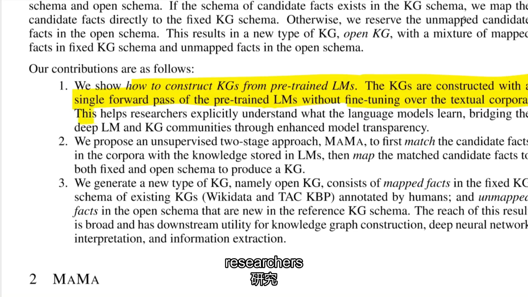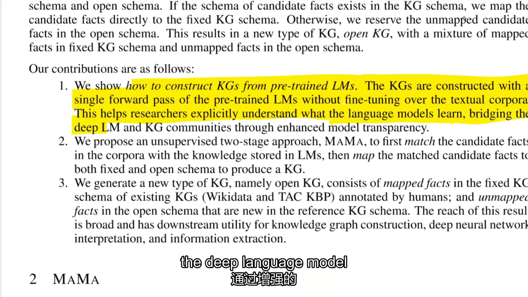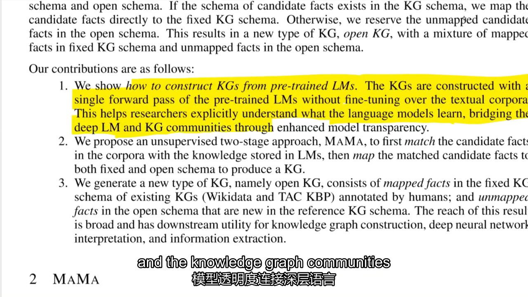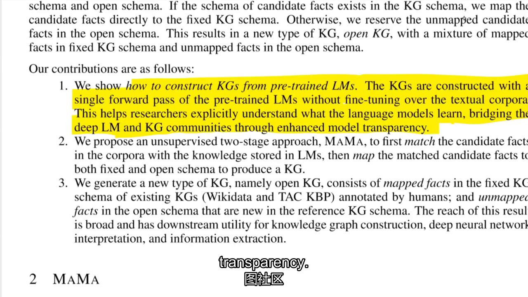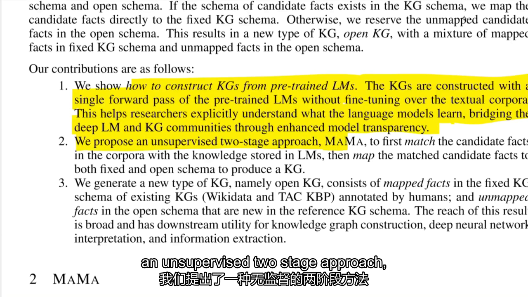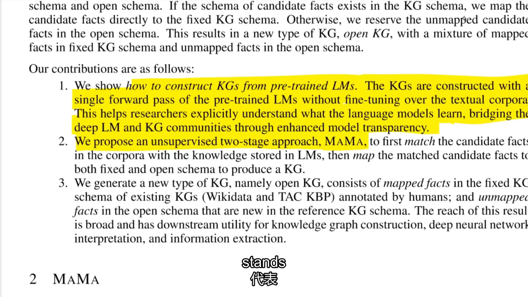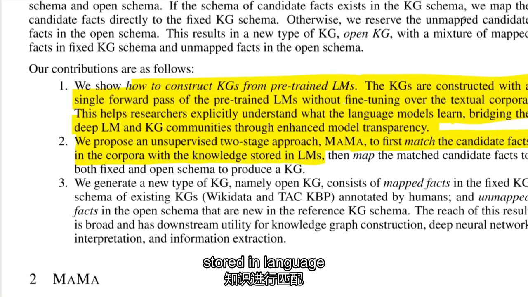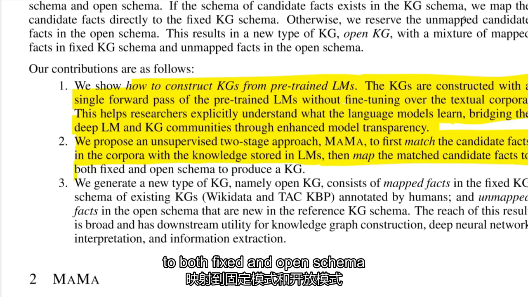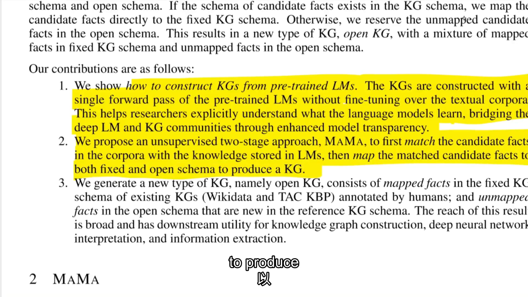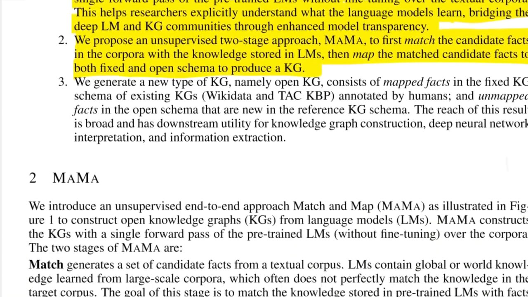Okay, this helps researchers explicitly understand what the language models learn, bridging the deep language model and the knowledge graph communities through enhanced model transparency. They say we propose an unsupervised two-stage approach, MAMA, which stands for match and map, to first match the candidate facts in the corpora with the knowledge stored in language models. That's the first step we looked at. Then map the matched candidate facts to both fixed and open schema to produce a knowledge graph.